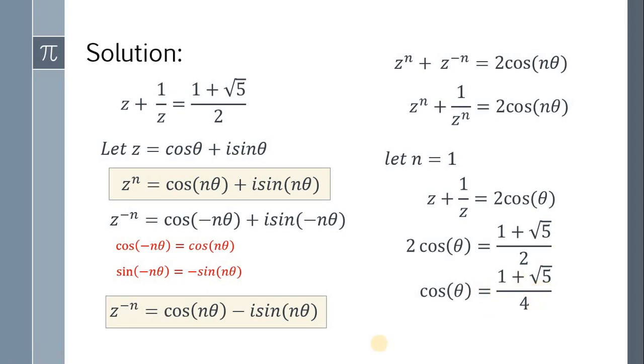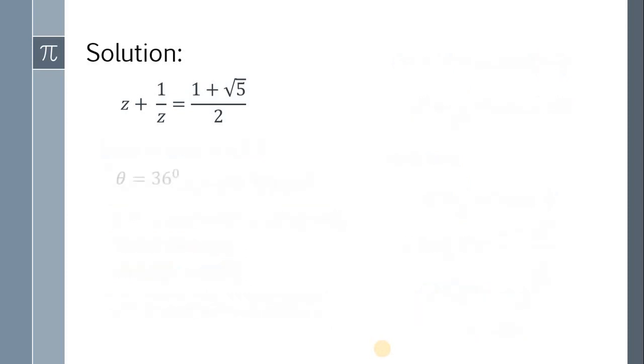Now, it is a well-known value that cosine of 36 is equal to (1 plus square root of 5) over 4. Therefore, theta is equal to 36 degrees. Now, keep in mind that theta is equal to 36 degrees and we have z raised to n plus 1 over z raised to n is equal to 2 times cosine of n times theta.